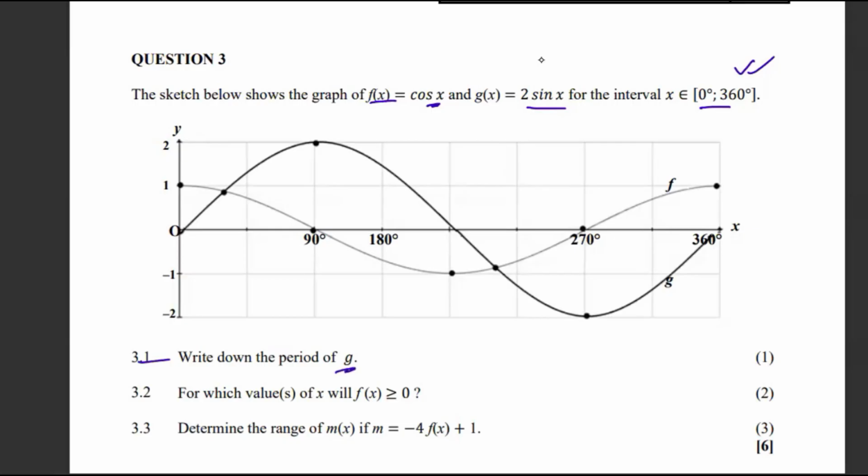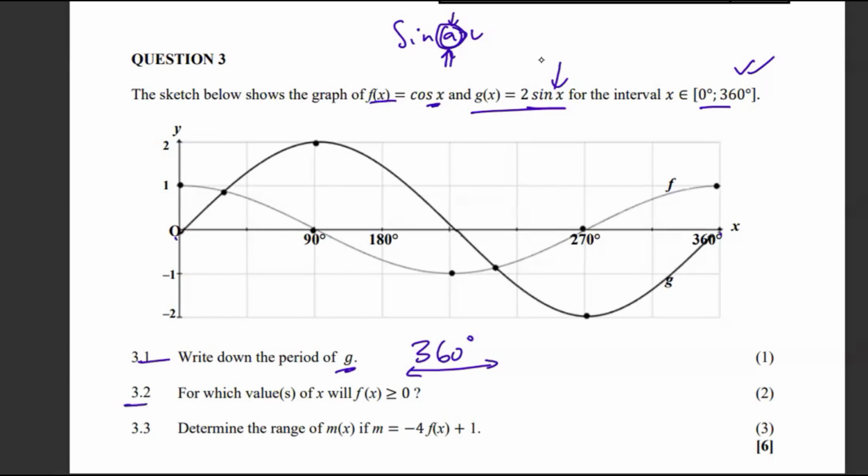3.1, write down the period of g. This is g. We have no number in front of the x, which means 360. Now, what is period? Period simply refers to the number of degrees needed for us to get a full graph. After how many degrees? So for this graph of g, which is the sine, we can see that it is complete after 360. Now, if ever you have something like ax, if there's a coefficient here, this coefficient affects the period. In this case, it's a 1, which means it's 360.